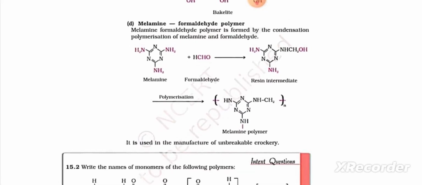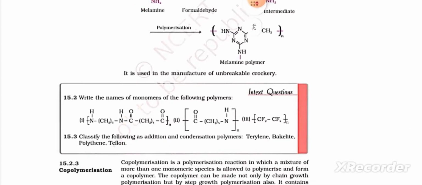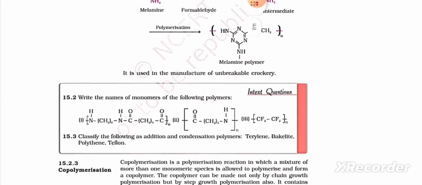Fourth is melamine formaldehyde polymer. Melamine formaldehyde polymer is formed by condensation polymerization of melamine and formaldehyde. It gives a resin intermediate, which undergoes polymerization to give melamine polymer. It is used for making unbreakable crockery.